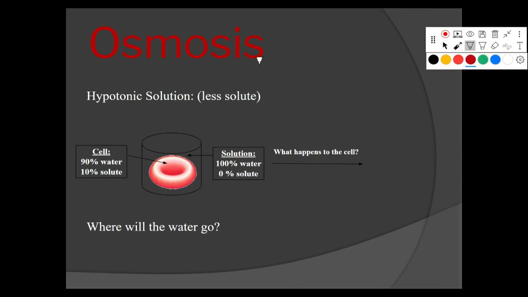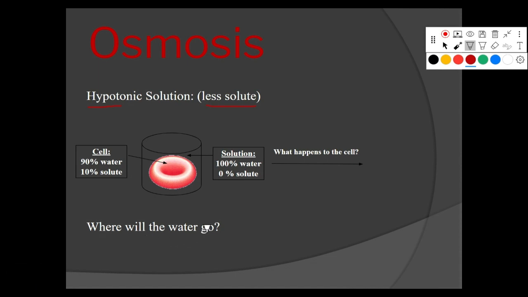So right here you have the word hypotonic solution. Right. If you put a cell in a hypotonic solution, you're putting it in a solution that has less solute. Right. So as you can see right here, the cell has 90% water and 10% solute, whereas the solution here has 100% water and 0% solute. Right. So if you're thinking about this, you got to ask yourself, where will the water go?